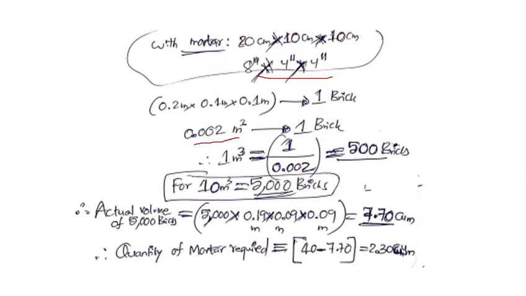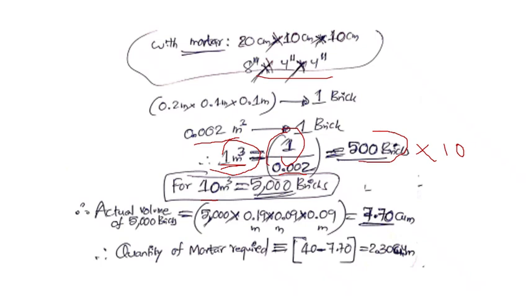So let's calculate the number of bricks required for 1 meter cube. The numerator 1 is the volume of brickwork, divided by 0.002, the volume of a single brick. So 1 by 0.002 is equal to 500 bricks. That is only for 1 meter cube. So let's calculate for 10 meter cube: 500 into 10 is equal to 5000 bricks. 5000 bricks is only for 10 meter cube.